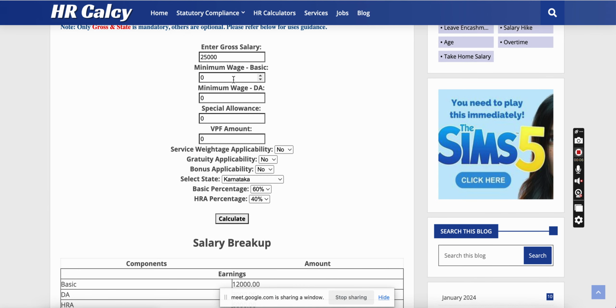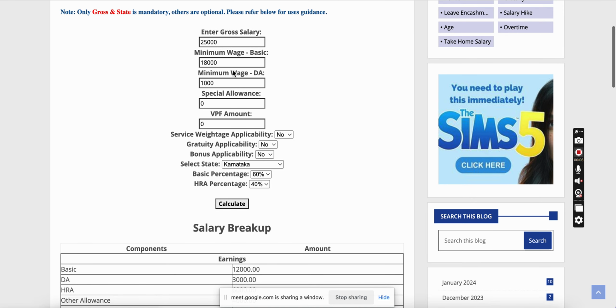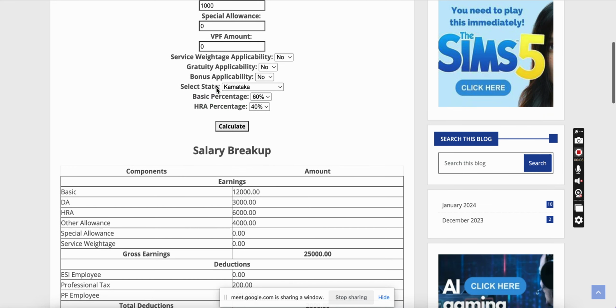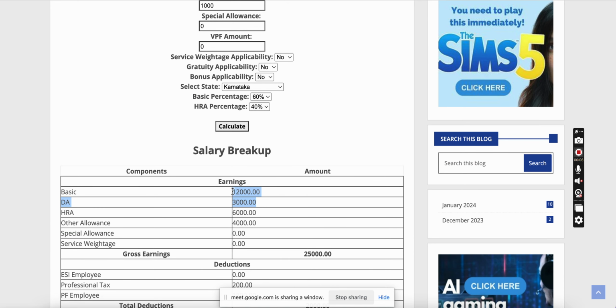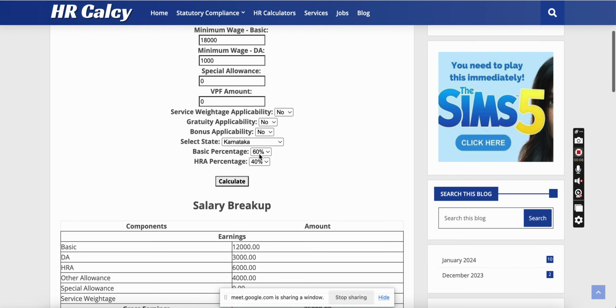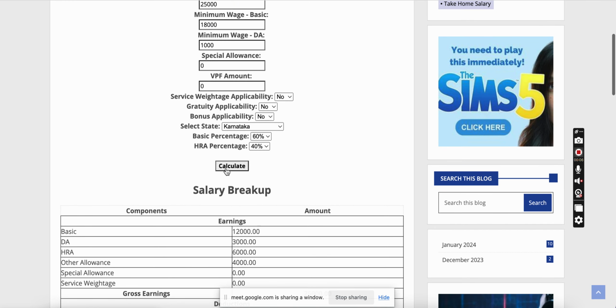Now suppose we have to prepare a salary breakup for Karnataka where the minimum wage basic is 18,000 and DA is 1,000 rupees. Now you see, minimum wages basic is 18,000 and minimum wages DA is 1,000, total 19,000. But actually it is coming as basic and DA 15,000. So which one should we consider? As per the law, we have to take 18,000, whichever is higher.